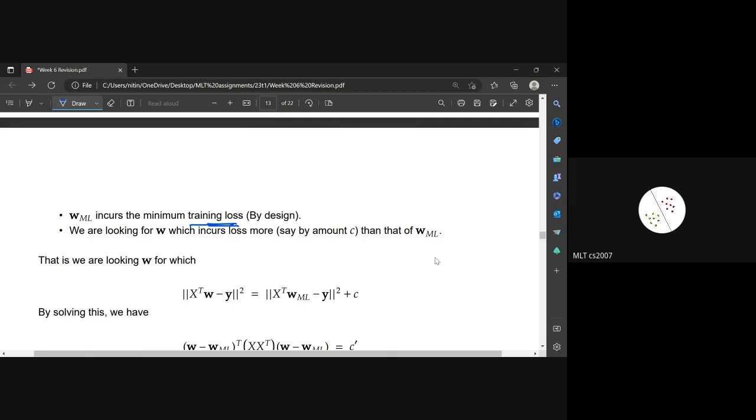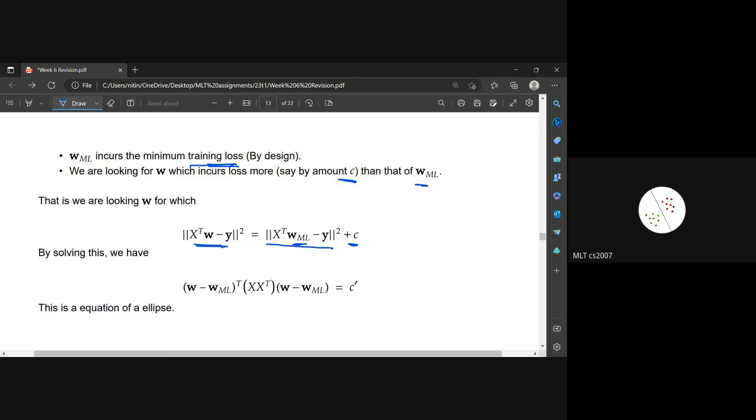Let's assume that the loss for that W is higher by some amount C from the WML. So this is the loss that WML suffers, and this is the loss that your W suffers, the W that you are finding the location for. This loss is higher than WML by some amount C. If you solve these equations, you will get an equation of an ellipse, which is centered around this WML.